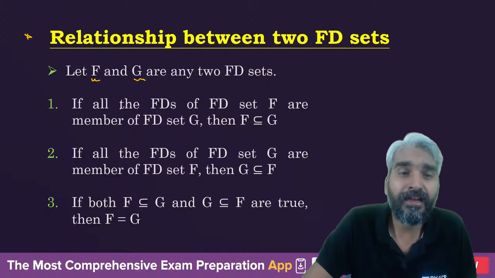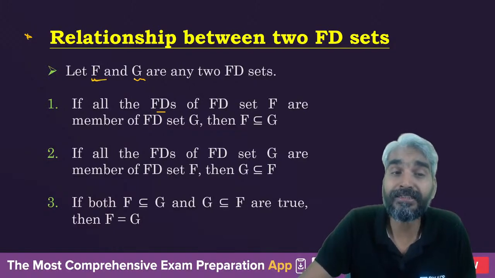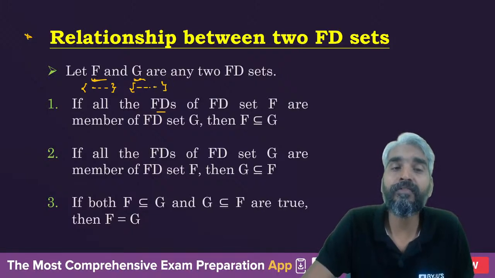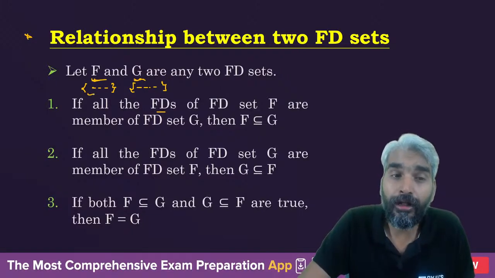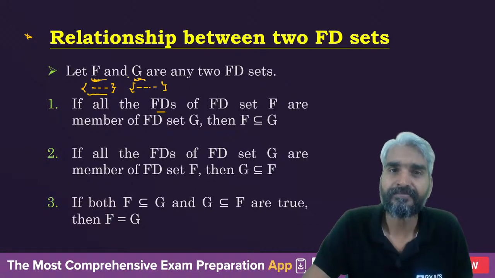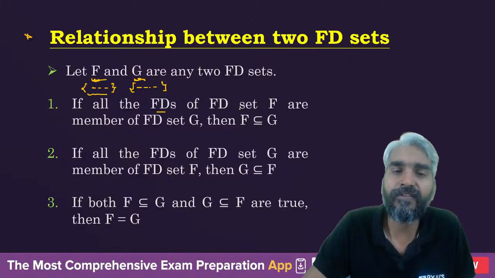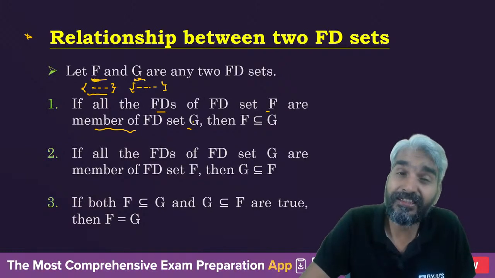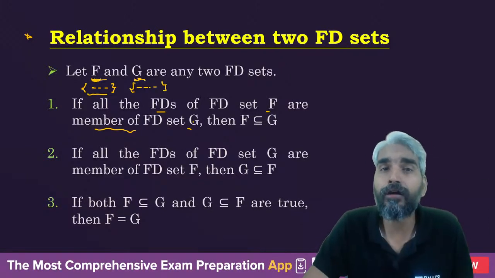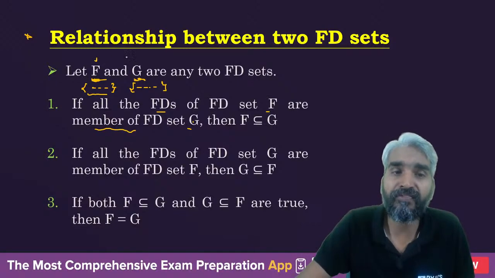So what are the things? Two sets, F and G. If all the FDs, whatever FDs are there in the FD set F, are also members of FD set G, then can you say that all the FDs of F are members of G, therefore F has to be a subset of G? That the FD set F has to be a subset of G. So if all the FDs of FD set F are members of FD set G, then we can say that F does not contain any FD which is not a part of G. Therefore, if all the elements of F are contained inside G, F is a subset of G. Right?